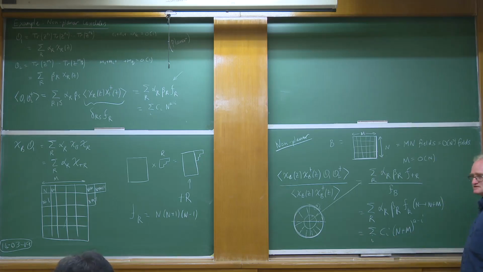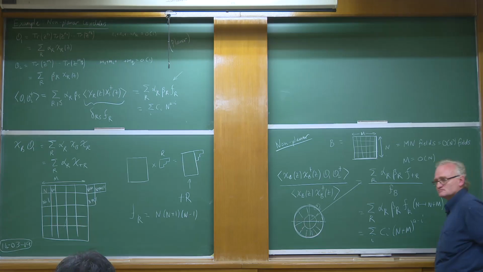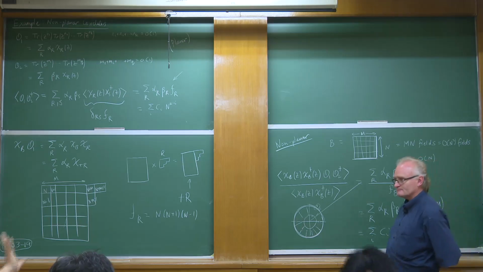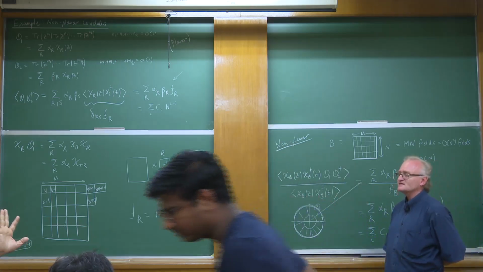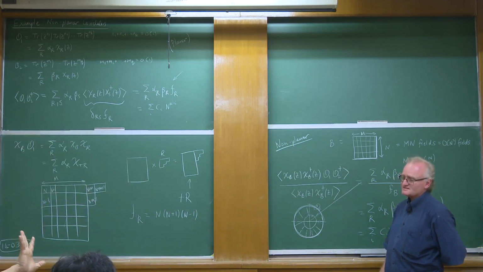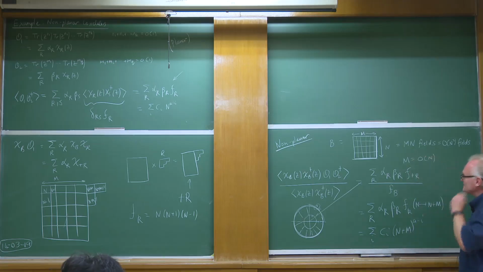So the radii of the S3s, I presume, will depend on n plus m. But the flux, the RR stuff, that will remain n. Yes.